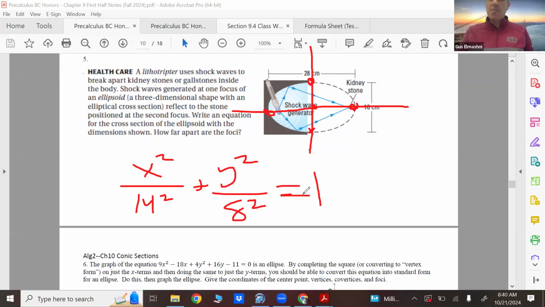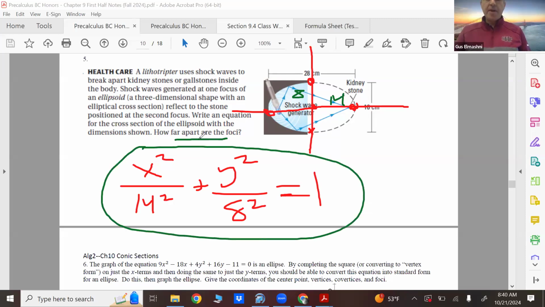Does that make sense? Right? Because wouldn't this be 14? That blends a little too much with the colors. Wouldn't they be 14? And wouldn't that be 8, right? Because you're going 16 this way, so half of that's 8. 28 that way, half of that's 14. So that's pretty simple.